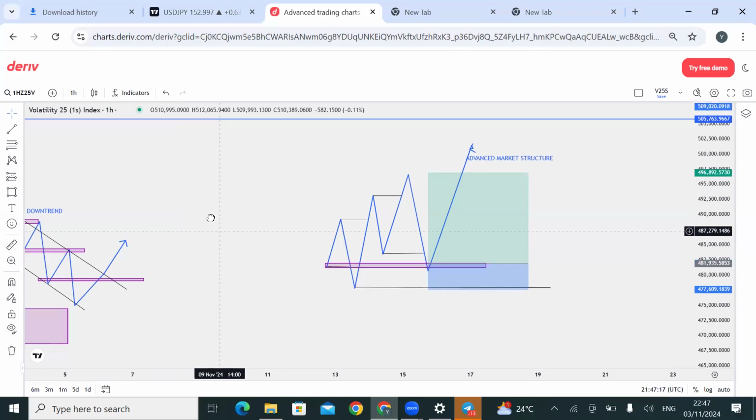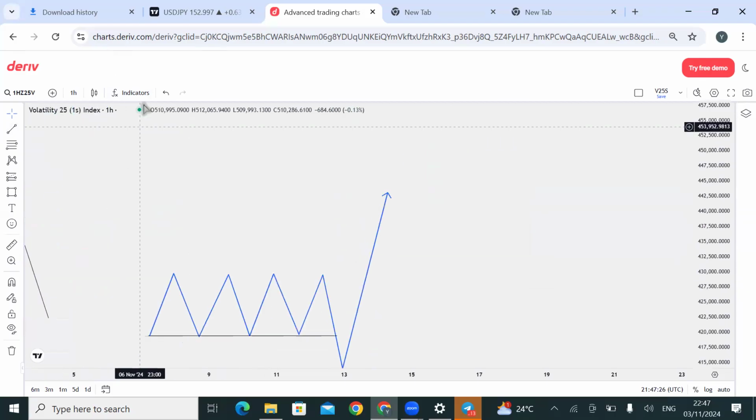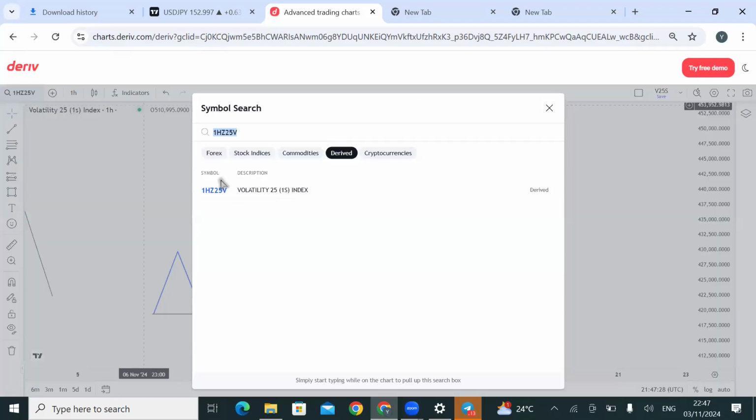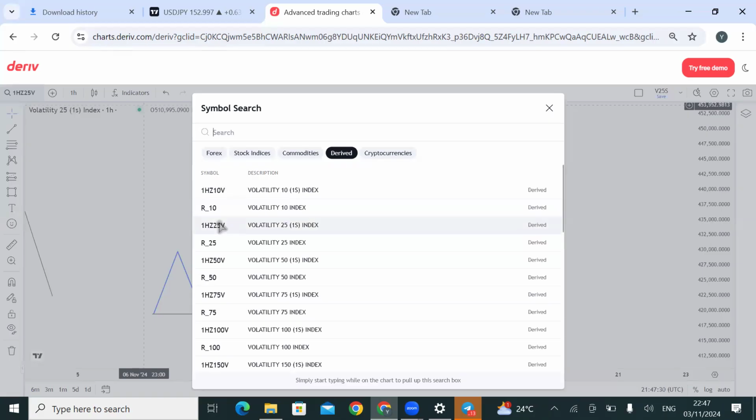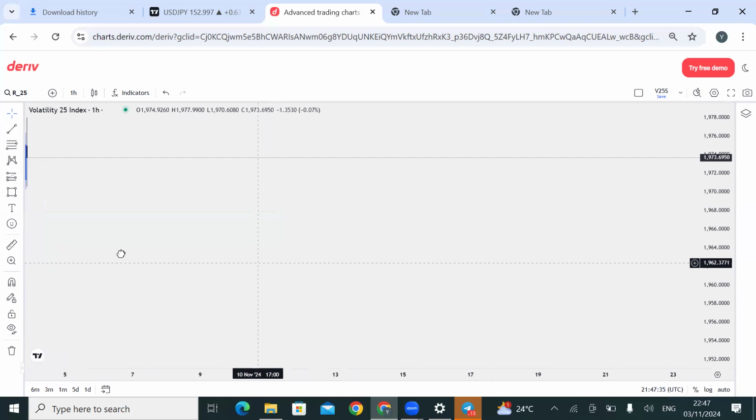So I'm back. I hope everybody is understanding. This is simply the advanced market structure. You understand now? And let me show you guys how this works. I don't know if I should repeat it again, but let's open another chat and read this.